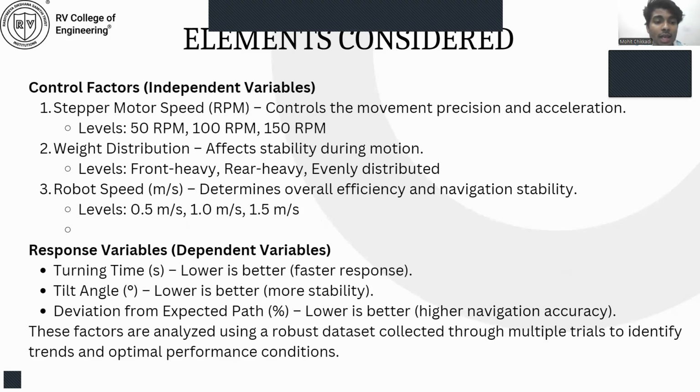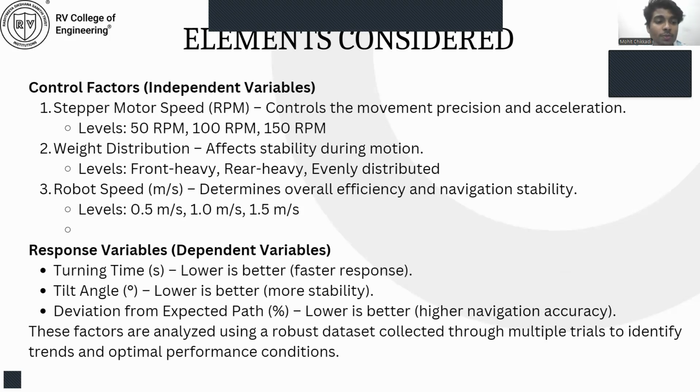Motor speed in RPM. This determines how fast the robot moves and affects its ability to stay balanced during turns. Weight distribution tells us whether the load is evenly distributed, front heavy or rear heavy, and affects the robot's tilt and path. Robot speed in meters per second controls how quickly the robot moves forward and its ability to stay on course.